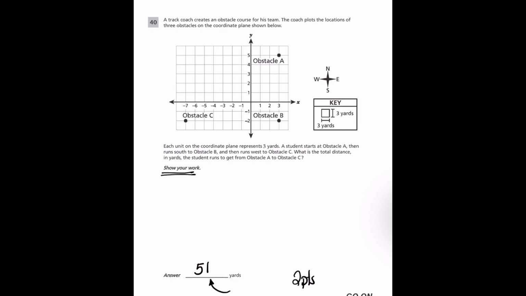Because you've already done the problem, each unit on the coordinate plane represents 3 yards. So here's the key points. Student A starts at obstacle A, runs south to B, and then west to C. We want to know the total distance. So this kid is running from here to here, and then from here to here. We need both those distances, okay? So distance A to B, whatever that is, plus the distance from B to C. And this key is going to be important.